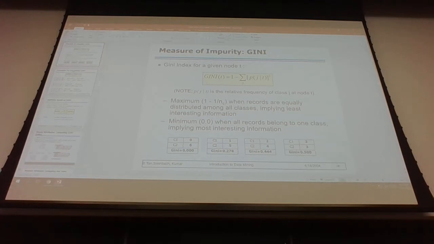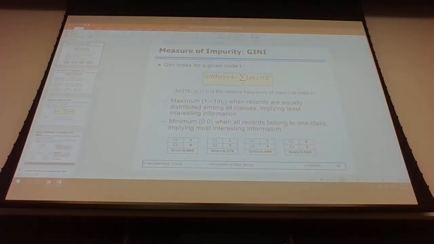So now how do you select the split? Whichever has the least value, you use that. Why whichever has the least value? Because you want to measure the gain, right? Gain means the purity of the parent minus the purity of the child, or rather the impurity of the parent minus the impurity of the child.